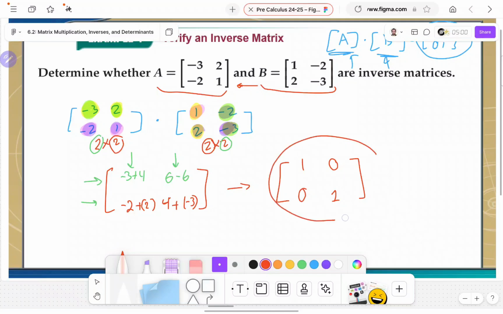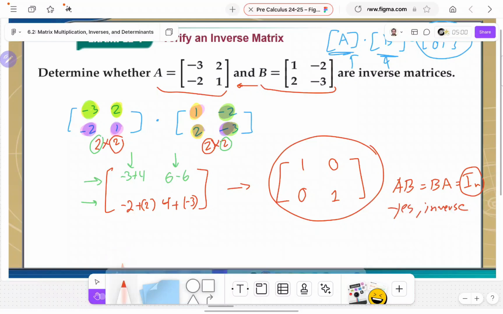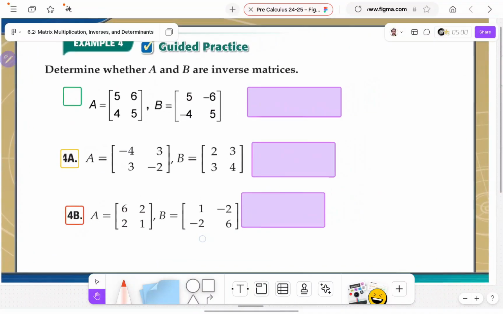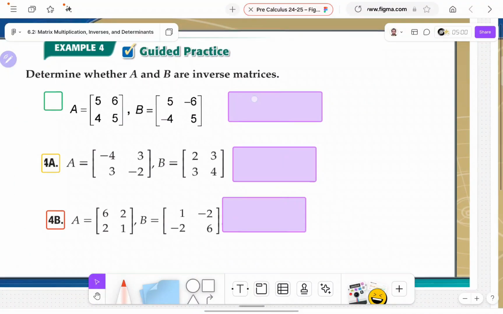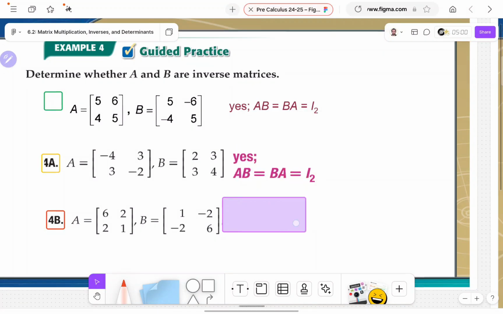So as you can see, is this the identity matrix? Yes, so A times B is equal to B times A, which is both of them are I_N. I_N means the identity matrix. Yes, it's inverse. Now it's your turn. Try to solve these questions. It's easy. You just multiply, and if you get the identity matrix, it's the inverse. If you didn't get the identity matrix, they are not inverse.